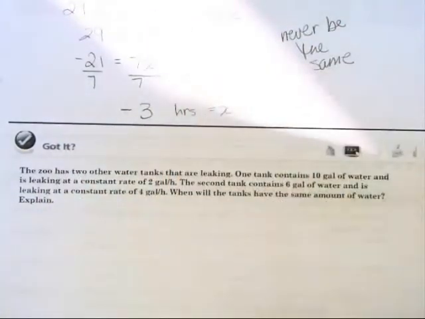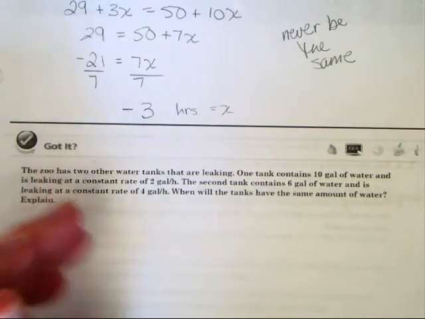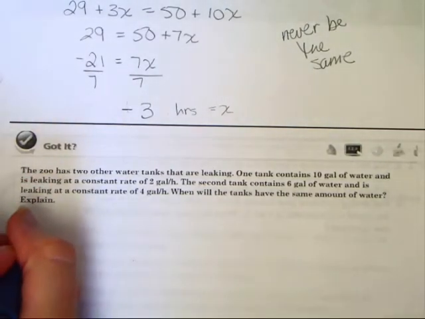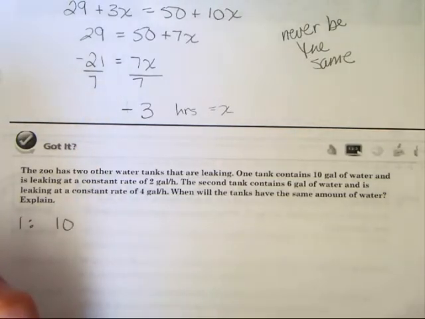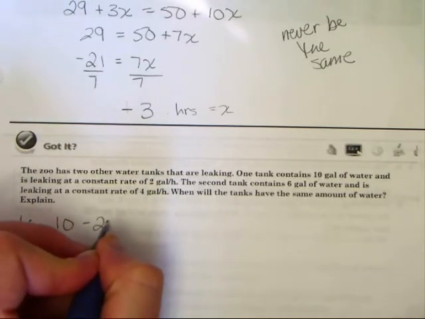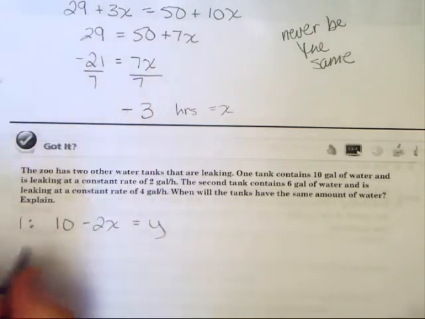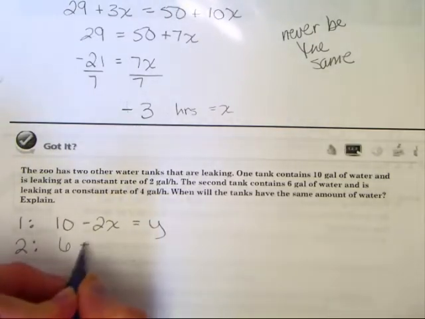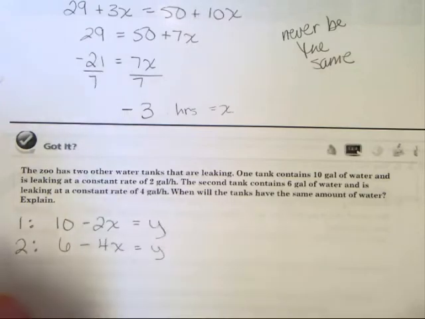Let's try this again. We have 2 more water tanks, yay. We have 10 gallons of water, and it is leaking at a constant rate of 2 gallons an hour. Okay, so tank number 1, we start at 10. Now I hope you know that since it's leaking, we're going to have to minus 2x, okay? And that is going to equal our tank 1. Tank 2, let's read about it. The second tank has 6 gallons, and it is leaking at 4 gallons an hour. When are they going to be the same?